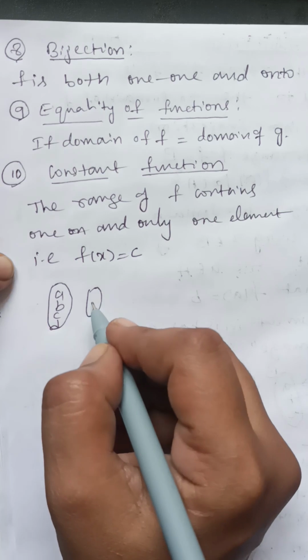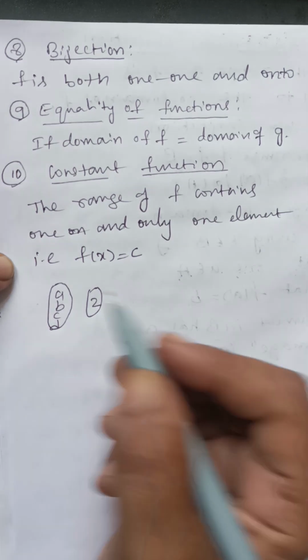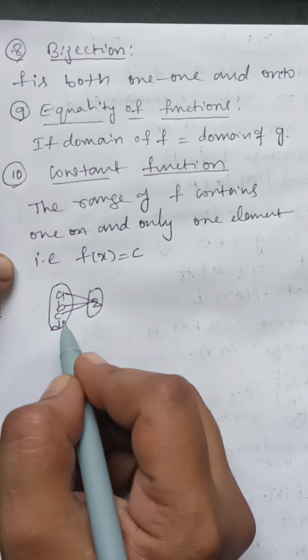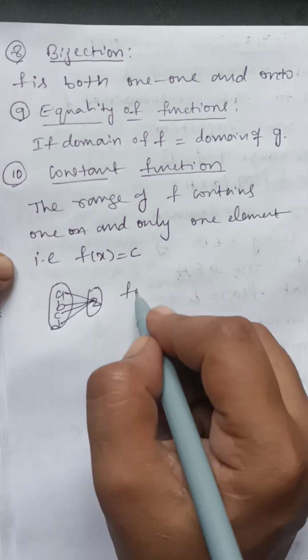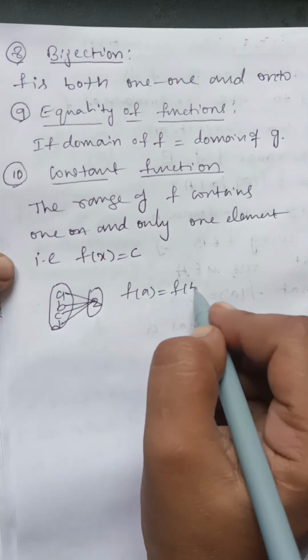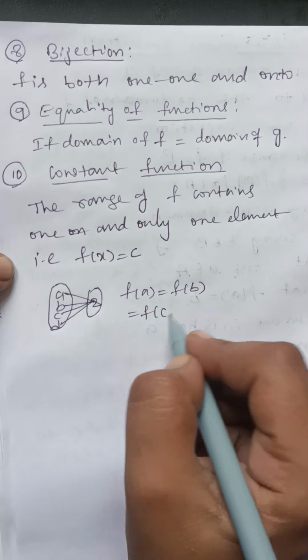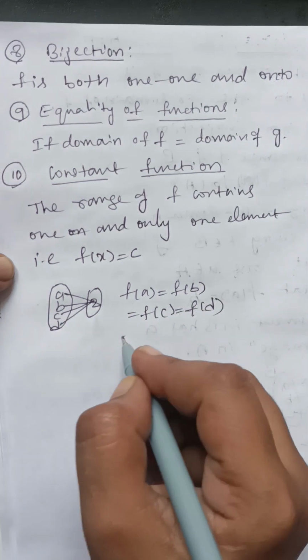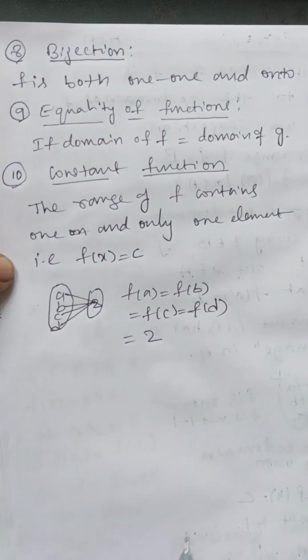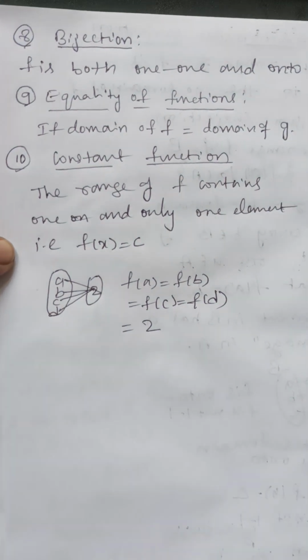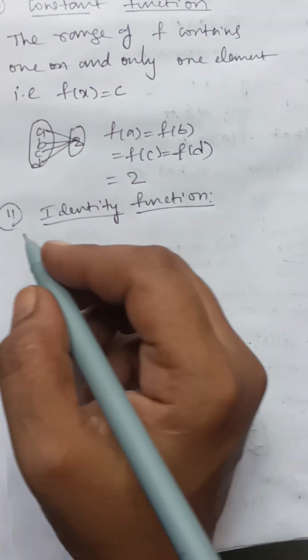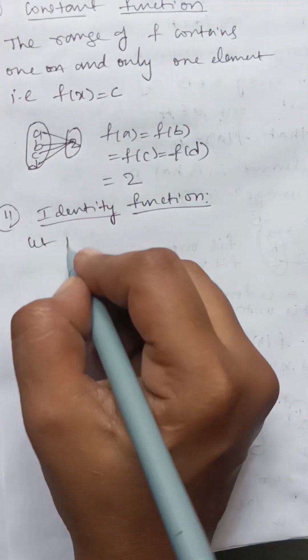For example, in the first set take 4 elements A, B, C, D. In the second set take only one element, 2. If A is mapped to 2, B is also 2, C, D. So here f of A equals f of B equals f of C equals f of D. For all elements the image is the same. So this type of function is called a constant function.